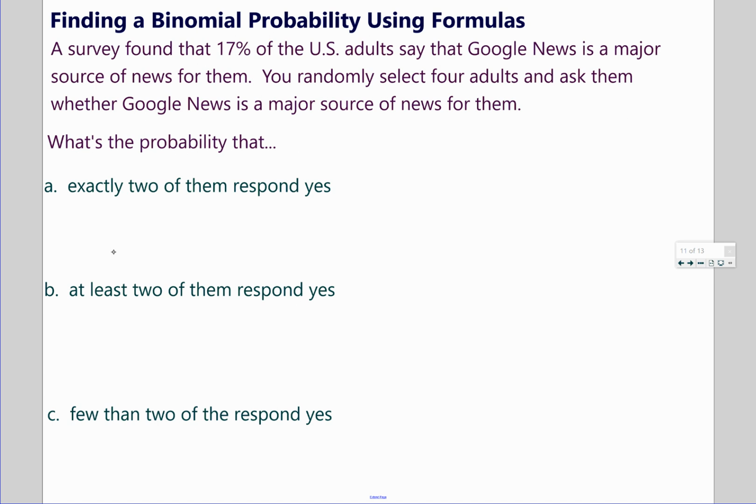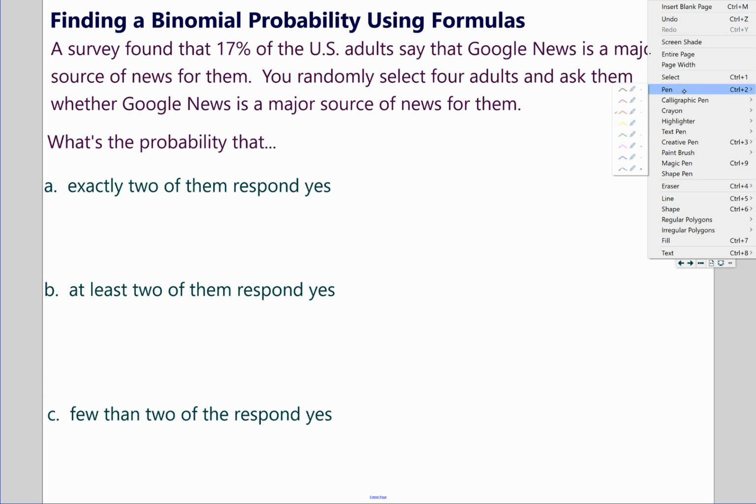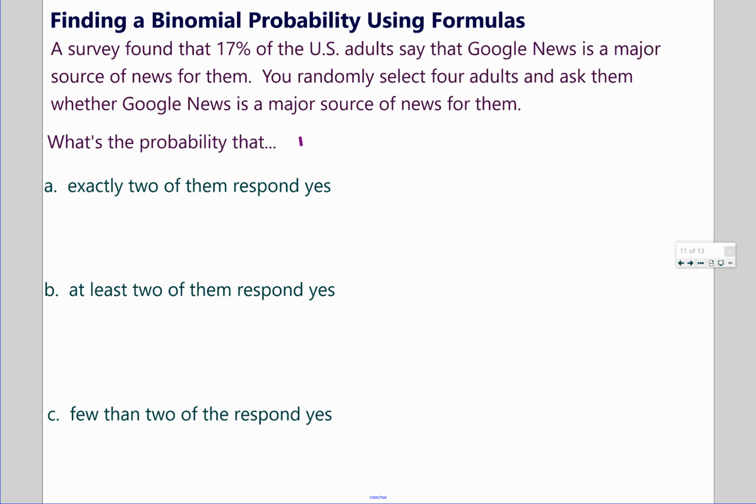Okay, so what is my n? Start with the same thing again here. What's my n? 4. What's my p? 0.17. So that makes q, the complement, 0.83. And then x is going to change from one problem to the next here. So in the first problem, it's saying exactly 2 of them say yes. So my x is 2.